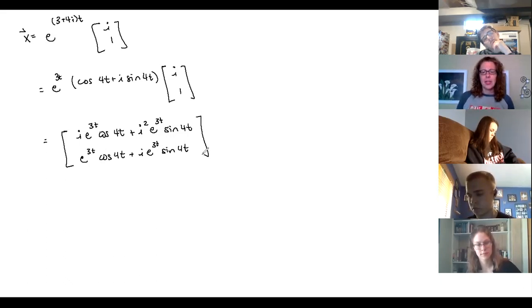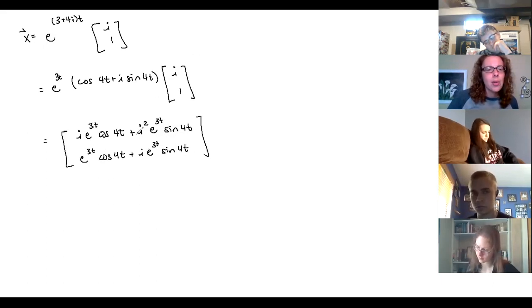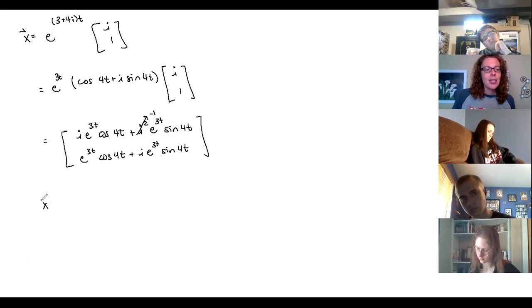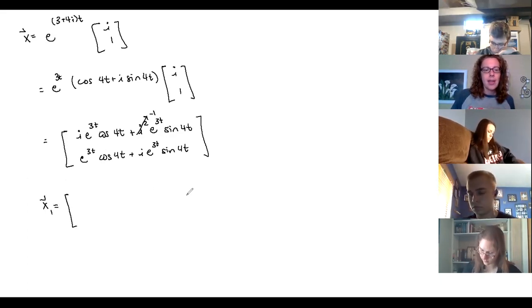So the second one just gets multiplied by 1. One more thing, and then we can take real and imaginary parts. Remember that i squared is equal to negative 1, so I can replace that i squared with negative 1. So here's my vectors. Here's what I want. My vector x1 is the real part, and my vector x2 is the imaginary part.